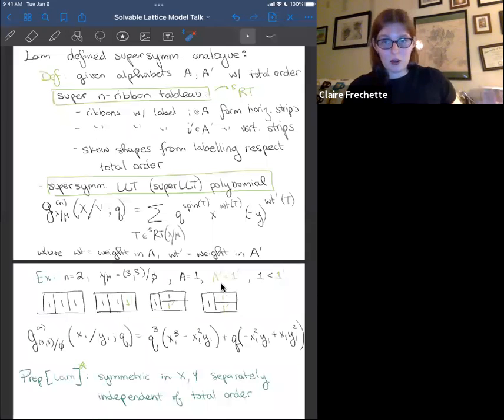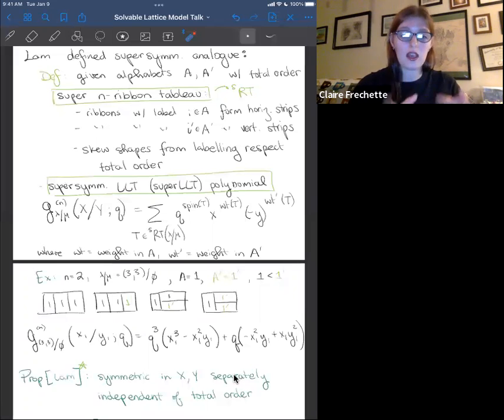And one thing, if you get bored during the rest of the talk and you need a toy example, one thing that you can notice in this is that while I picked a small enough example that it's hard to see that it's symmetric in the x and y variables separately, it turns out that these polynomials are independent of the choice of total order we picked.